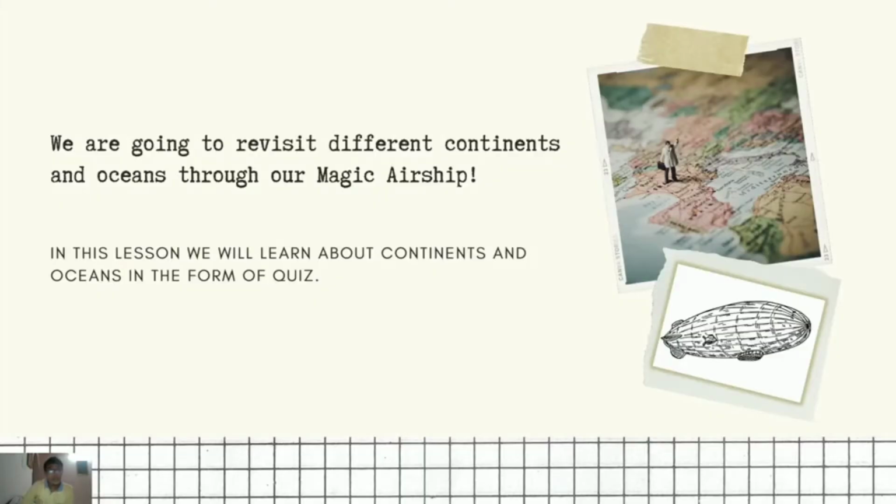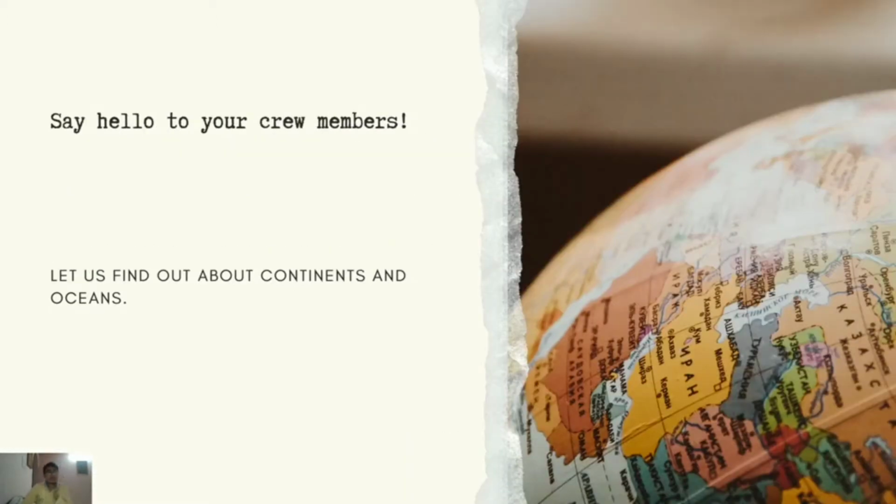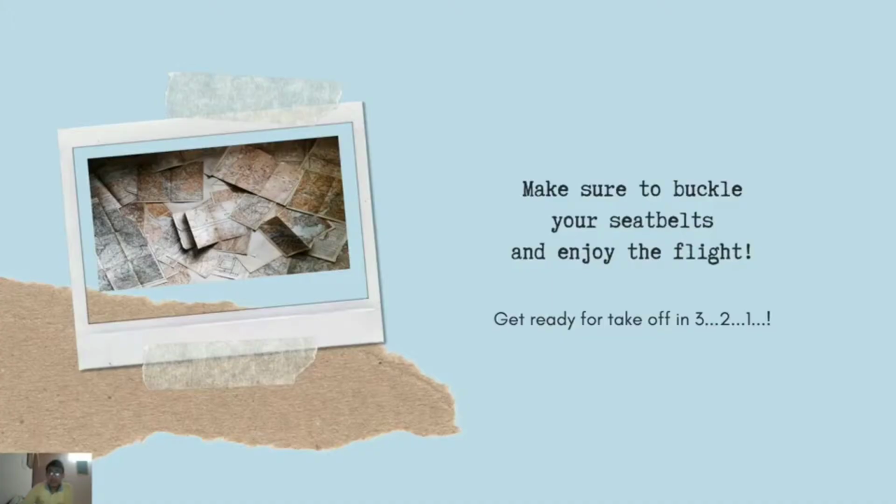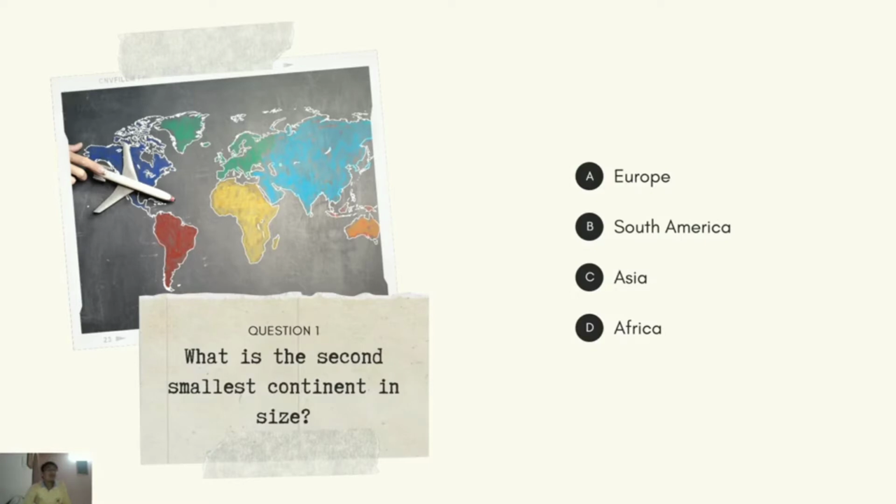To begin with, we are going to learn about continents and oceans in this lesson. So let us find out about continents and oceans then. We will start with the very first question. But before going to that, we all know that there are seven continents. The earth is made of seven continents, and they are Asia, Europe, Africa, North America, South America, Australia, and Antarctica. So these are the seven continents of the world.